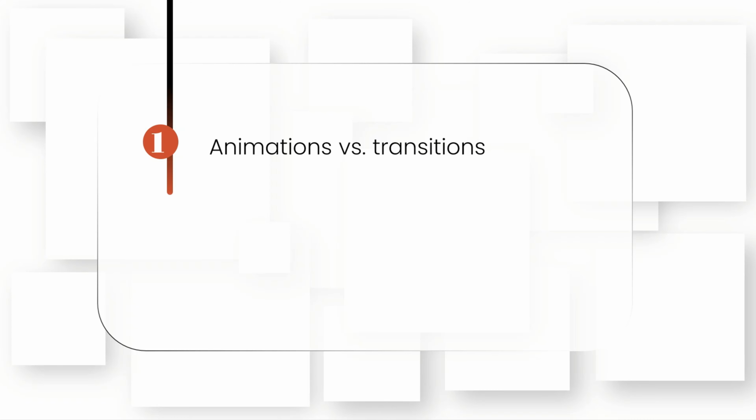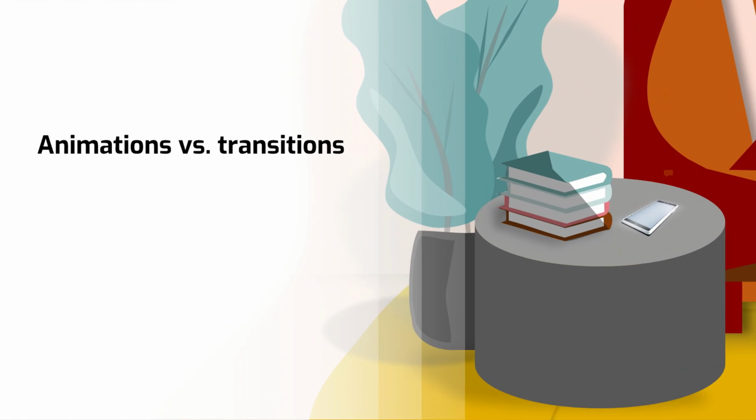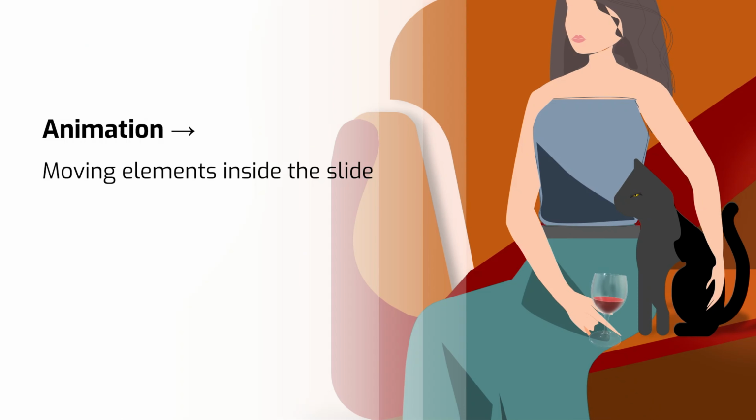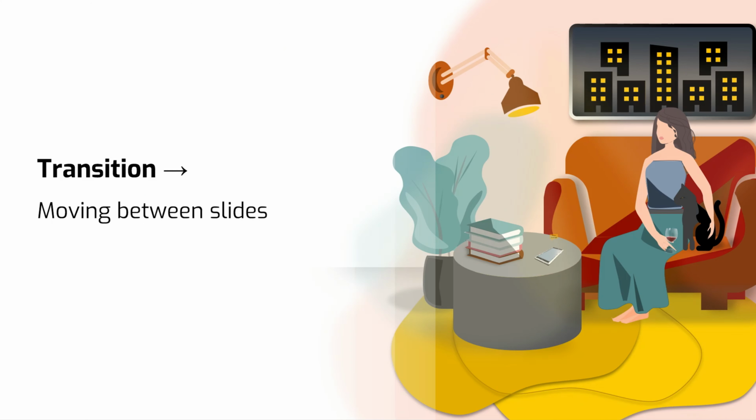First, animations versus transitions. Then, adding animations. And next, using slide transitions. Animations are used to move objects inside the slide, like the cat blinking. But transitions are the motion effect between slides, like morph effects.